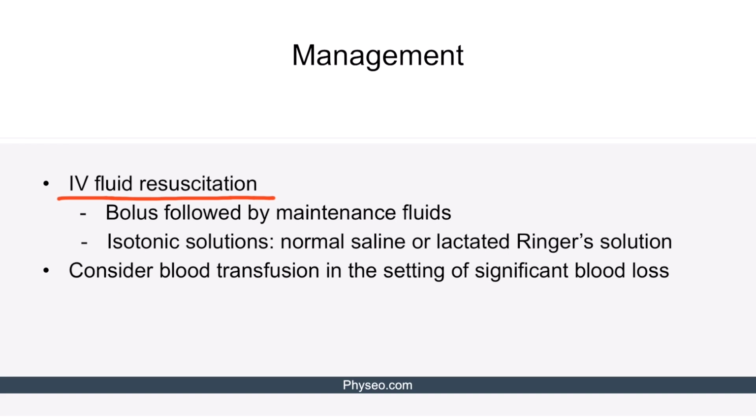Now lastly, clinicians should consider a blood transfusion in the setting of significant blood loss. So hopefully that's pretty intuitive. You've got this patient that has hypovolemic shock and they're hemorrhaging everywhere. So it's clear that the reason they are hypovolemic is because of blood loss. So of course you're going to want to give blood.